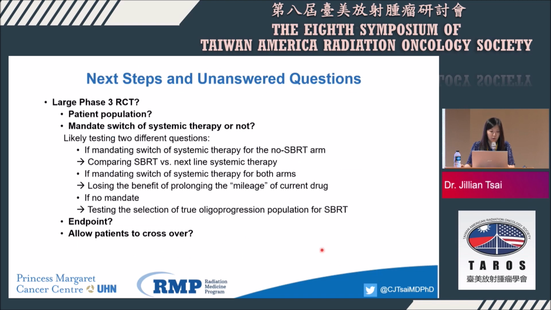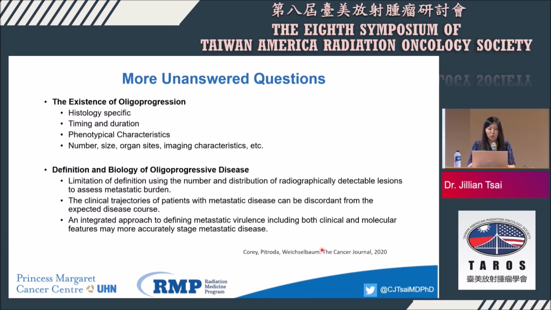As I mentioned before, should we continue a phase 3 trial? Should we define a different patient population to capture them better? What is the endpoint? Do we want to study overall survival or progression-free survival? And there are even more unanswered questions. Is there any oligoprogression state or oligometastatic disease state in some cancers?